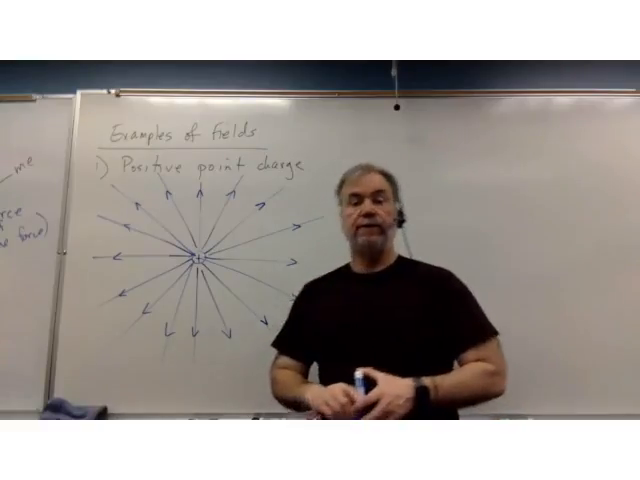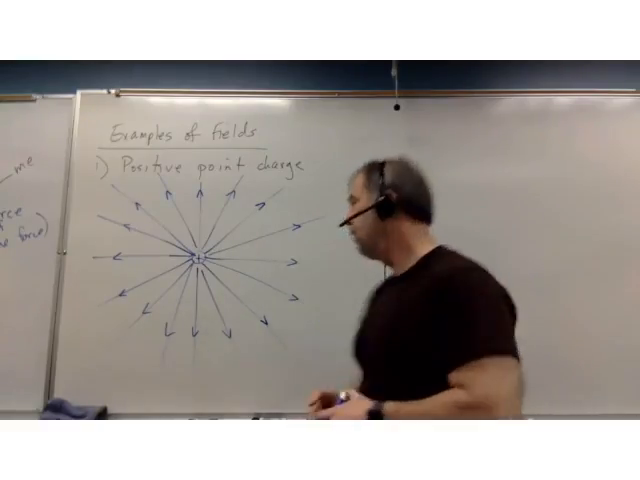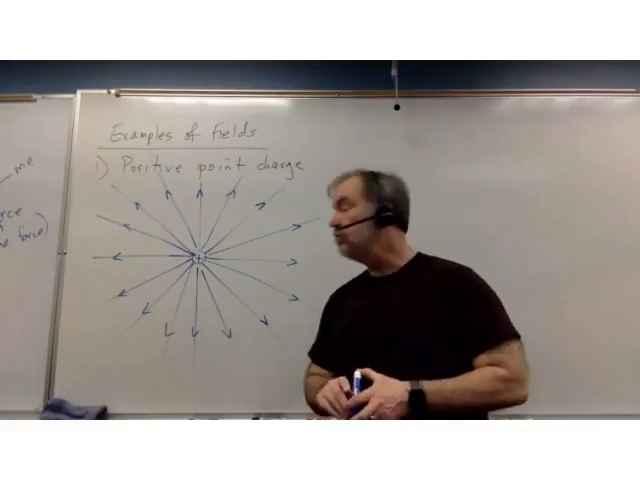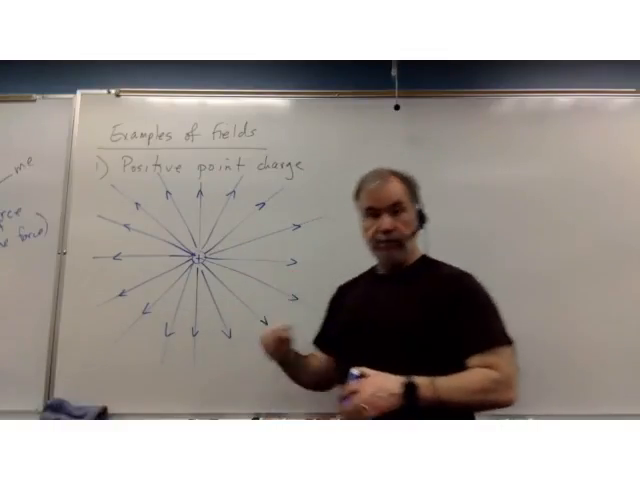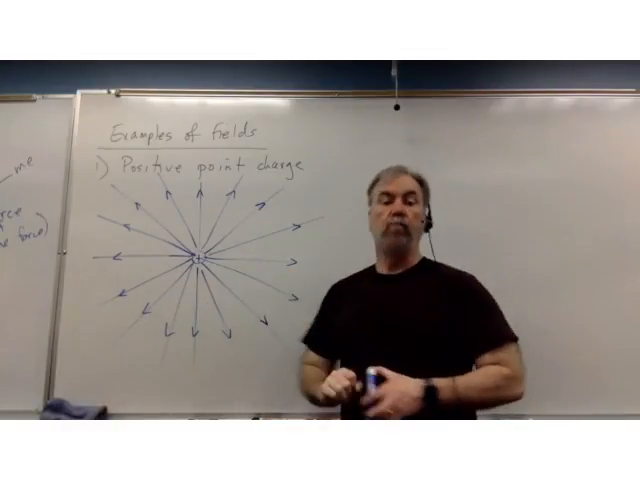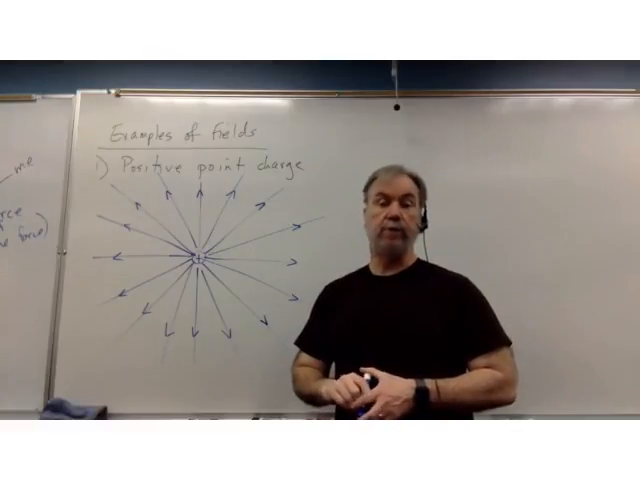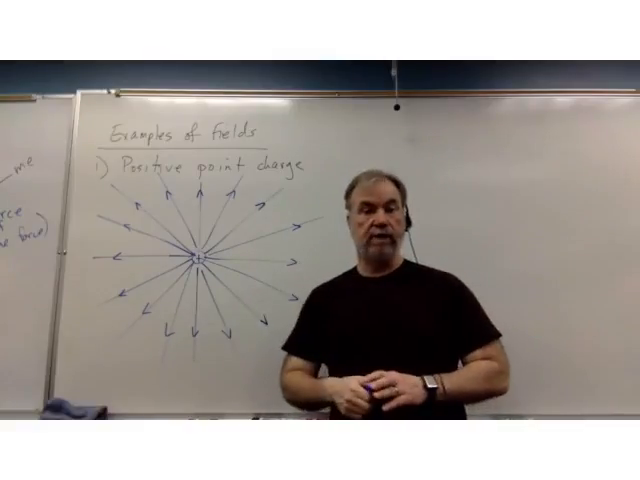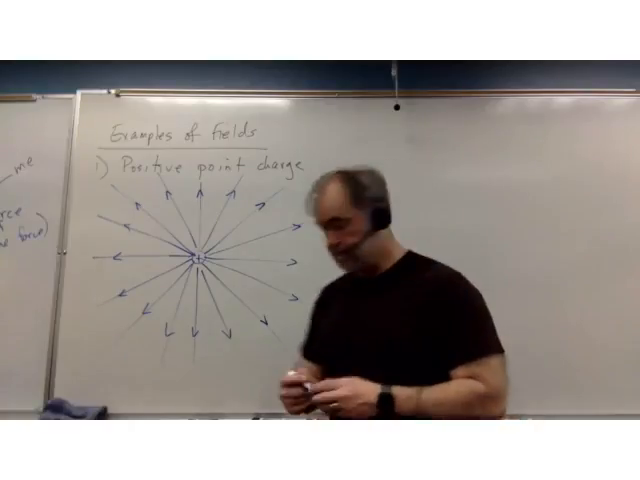Why radially outward? That'll be the next recording. Partly it's just by definition, but not entirely. But whatever. Without further explanation, this is what I want you to picture when we talk about the field of a positive point charge. Nice uniform bunch of lines all radiating outward from the source.